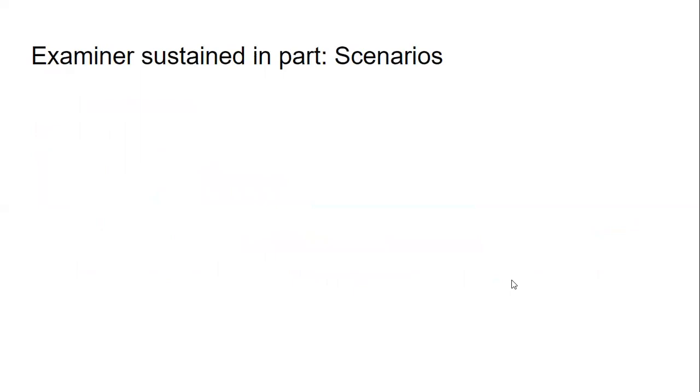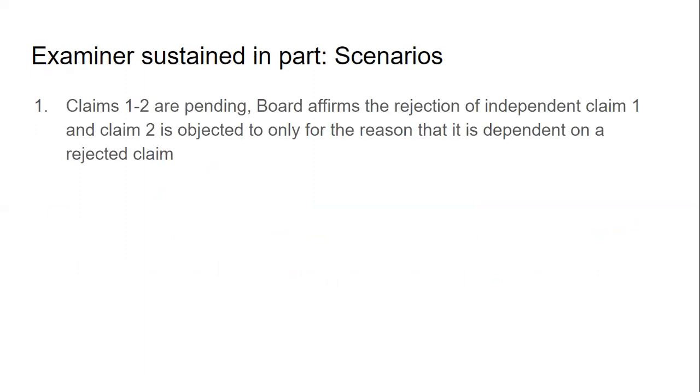So now the examiner, if they are sustained in part, this is an important scenario that I've seen in a couple example questions, so these would be good ones to remember. First off, if claims 1 and 2 are pending, and let's say claim 1 is independent, claim 2 is dependent on claim 1, the board may affirm the rejection on independent claim 1, and claim 2 is objected to only for the reason that it's dependent on a rejected claim. In that case, those claims stand abandoned. So if the board didn't say anything else, then those claims stand abandoned. There's nothing you can do except file a continuation.